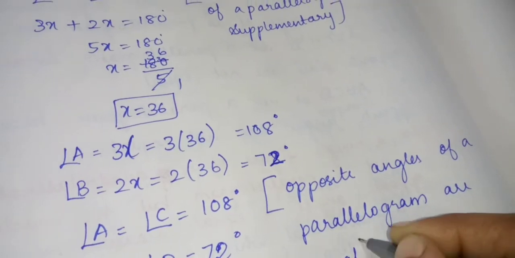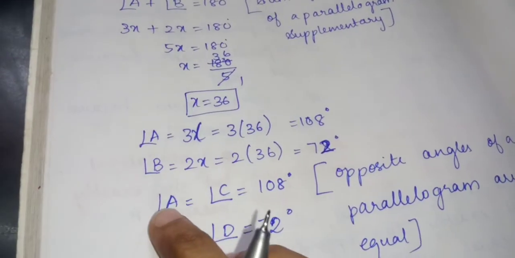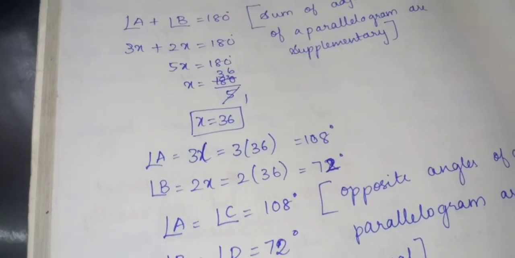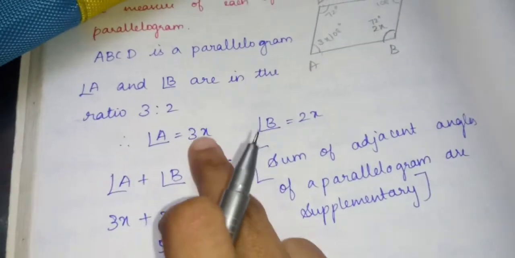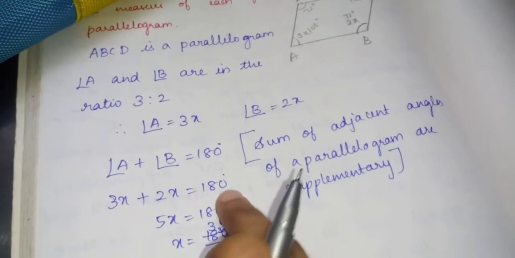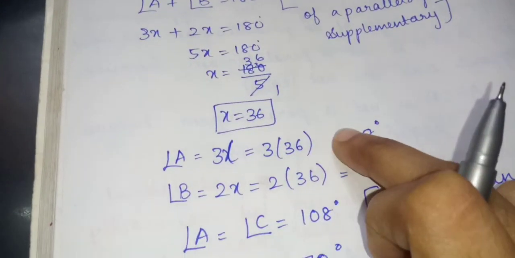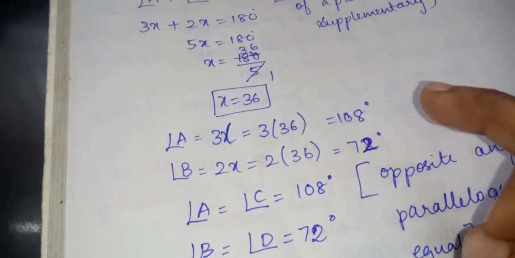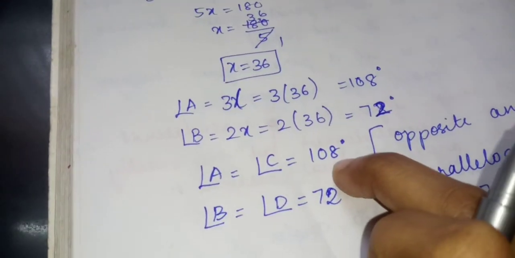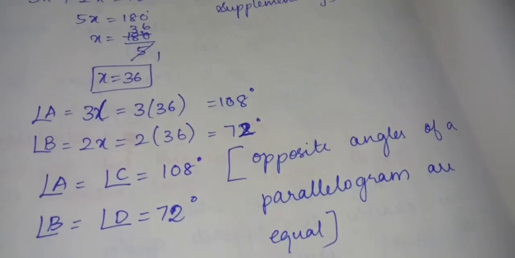Okay. So now I have shown the angles A, B, C, D. They have given the ratio. So I have taken one angle as 3x and other angle as 2x. If I add two angles, it is 180 degrees, because those two are adjacent angles. By using the x, I have found the value of angle A and angle B. By using angle A, angle C is got, and angle B, angle D is got, because opposite angles of a parallelogram are equal.